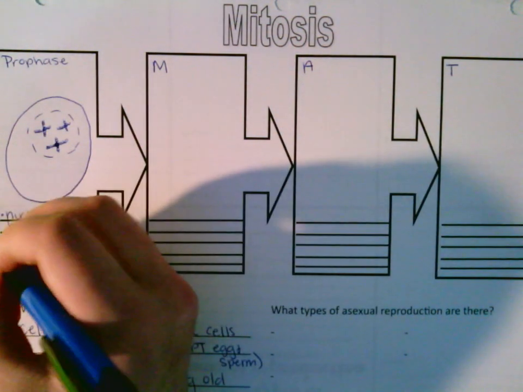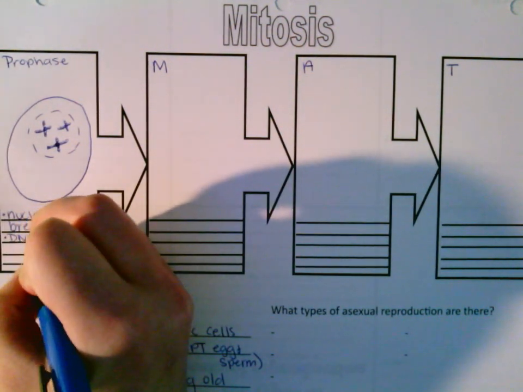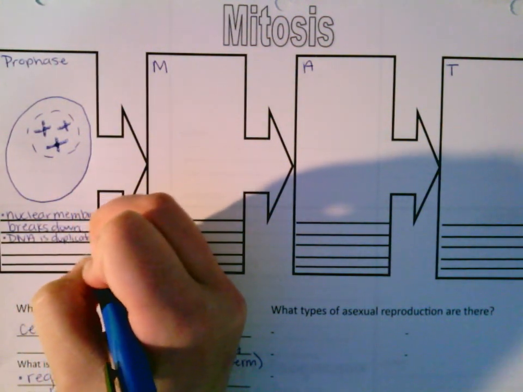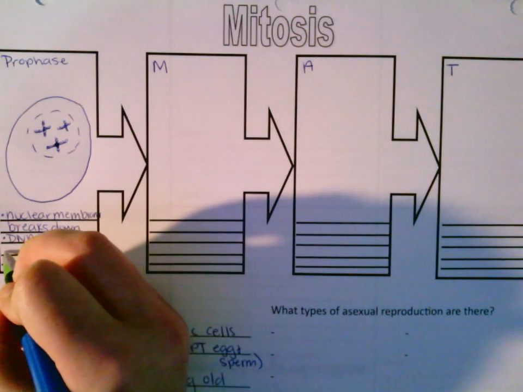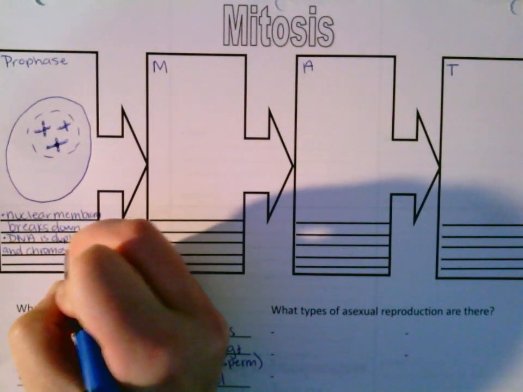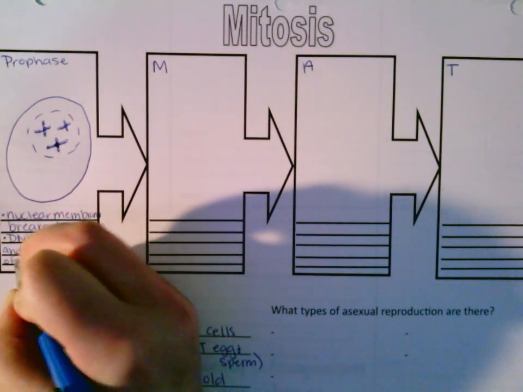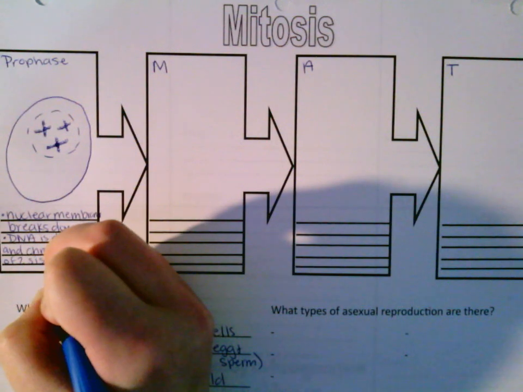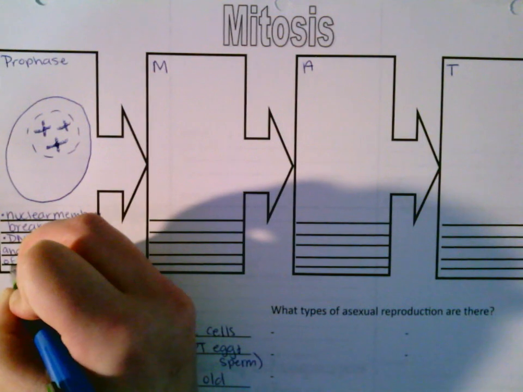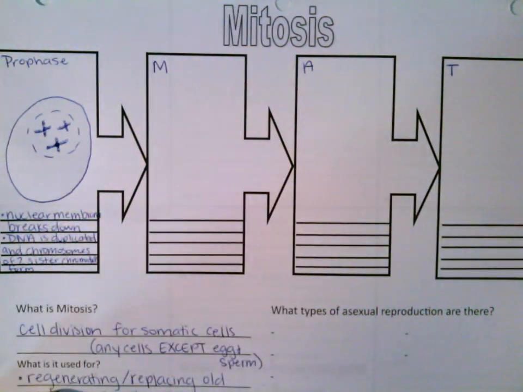So once again, DNA is duplicated, which just means copied, and chromosomes of 2 sister chromatids form. So in prophase we have the nuclear membrane breaking down and the DNA is duplicated, and chromosomes of 2 sister chromatids are forming.